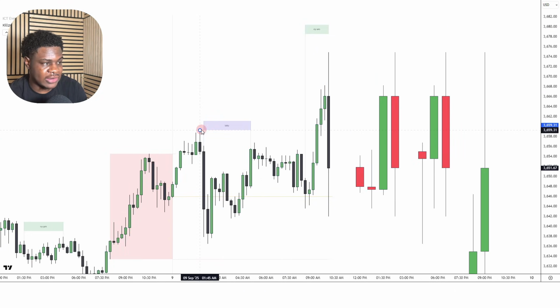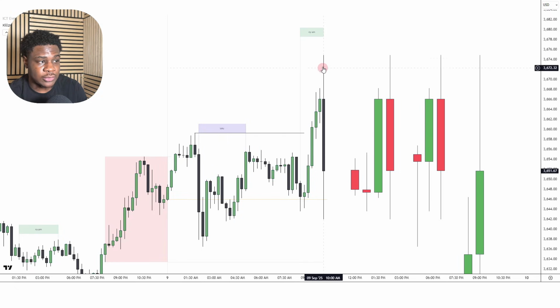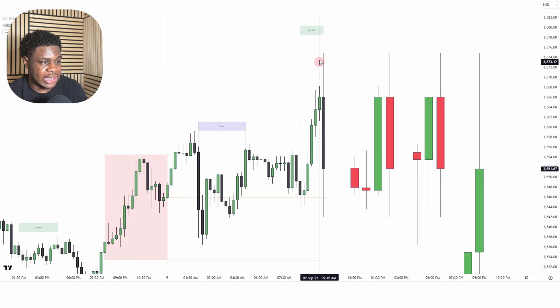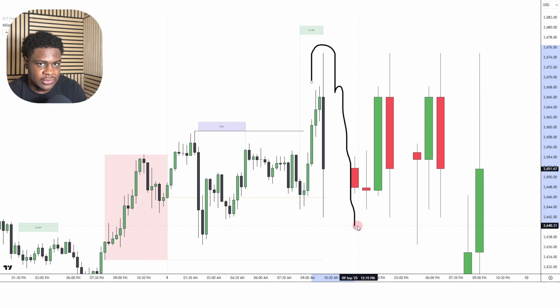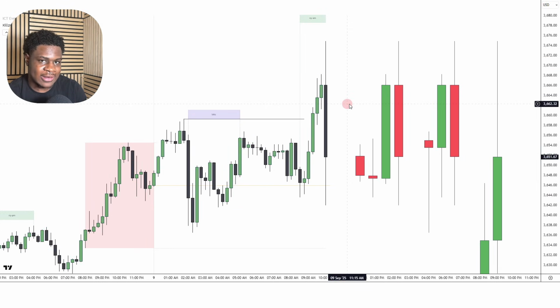Now price took out that London session high right here. You can clearly see price creates a reversal where after taking out the high, it creates this long wick within the markets and immediately sees this drop to the downside. And this gets us into our next concept, which is the breaker.